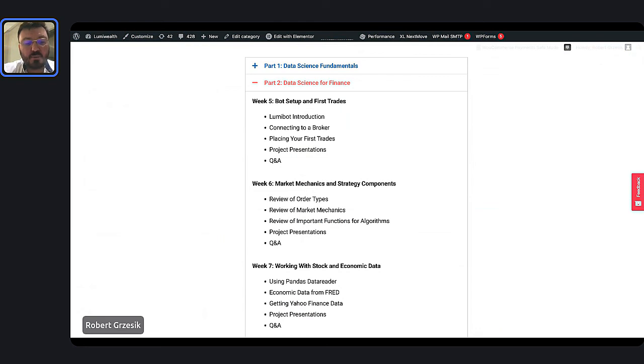Right, so we're going to talk about how you use coding to build bots, and more importantly, figure out whether these bots are going to make you money or not. In week 5, we're going to set up your computer with LumiBot and some other technologies that are able to place trades. I think by the end of week 5, you'll have placed your own trades.